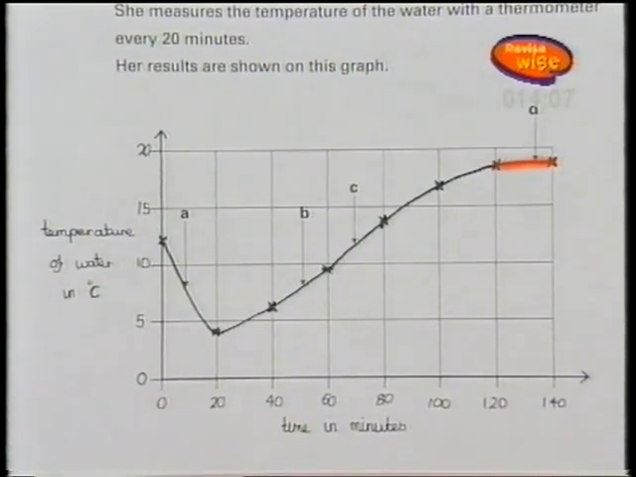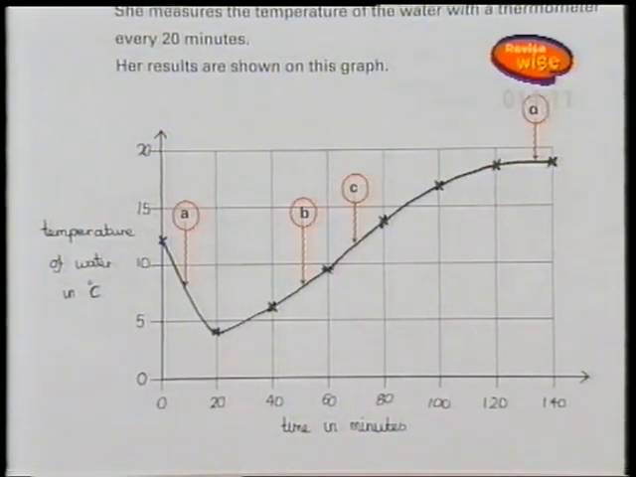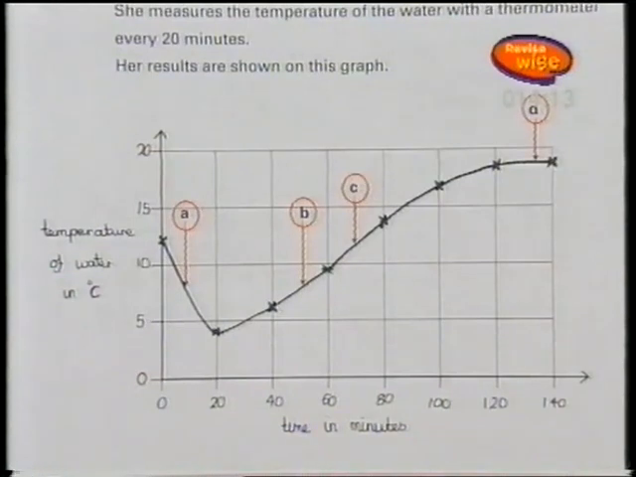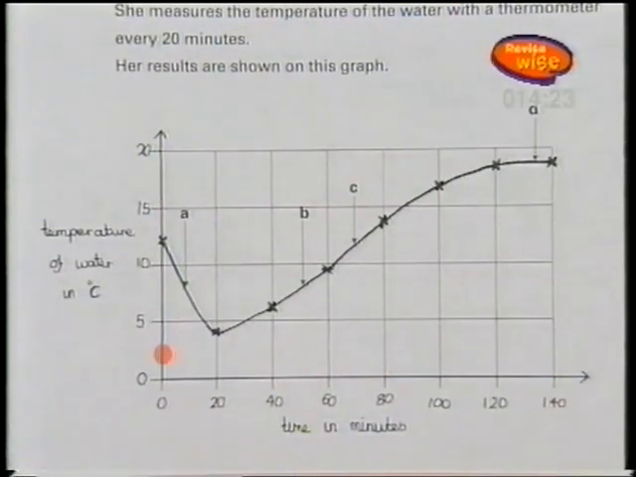Now, the question on the paper is at which point, A, B, C or D, will there still be ice left in the glass? Well, I know the ice is colder than water. The ice in the glass will make the water colder, so I must look for a place where the line is going down. Have you got one? Point A. I'll put a tick in the box.